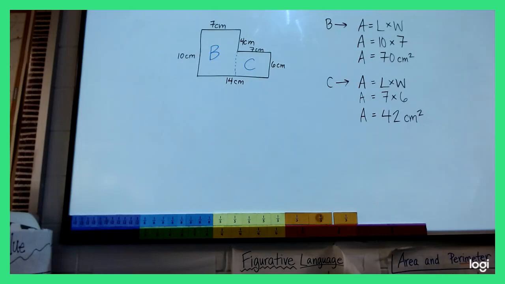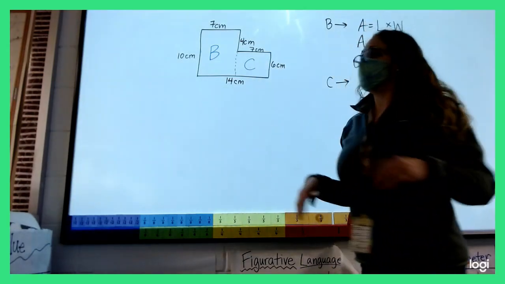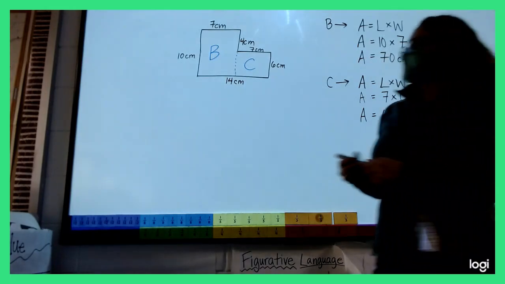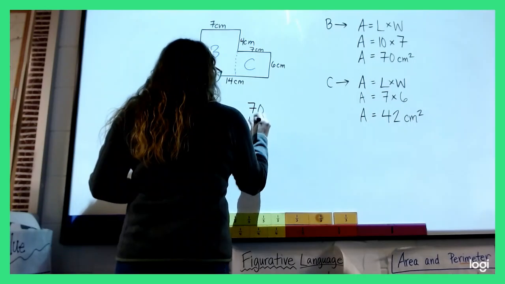Right. If we keep them separate, we didn't really answer the question. We said, well, part of the area is this, part of the area is that. They want the whole area, okay? So stack them and add them. Make sure I don't make a silly mistake. 70 plus 42.